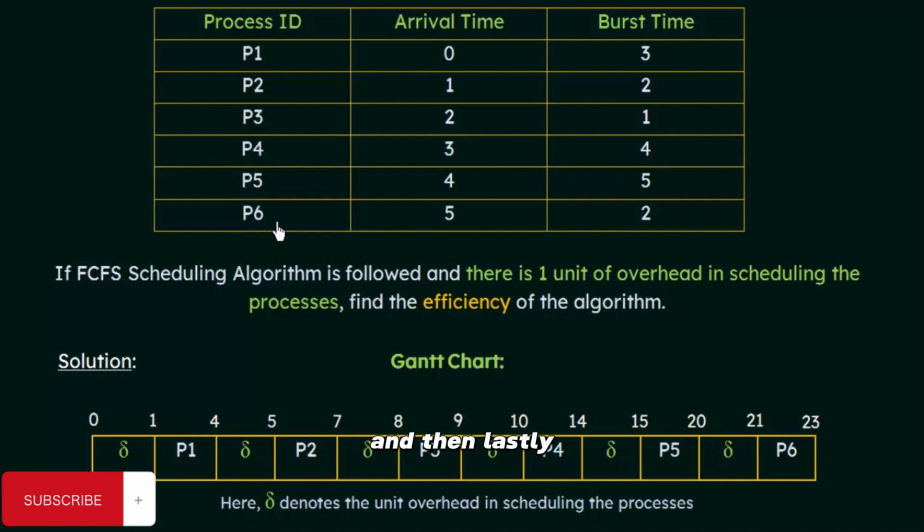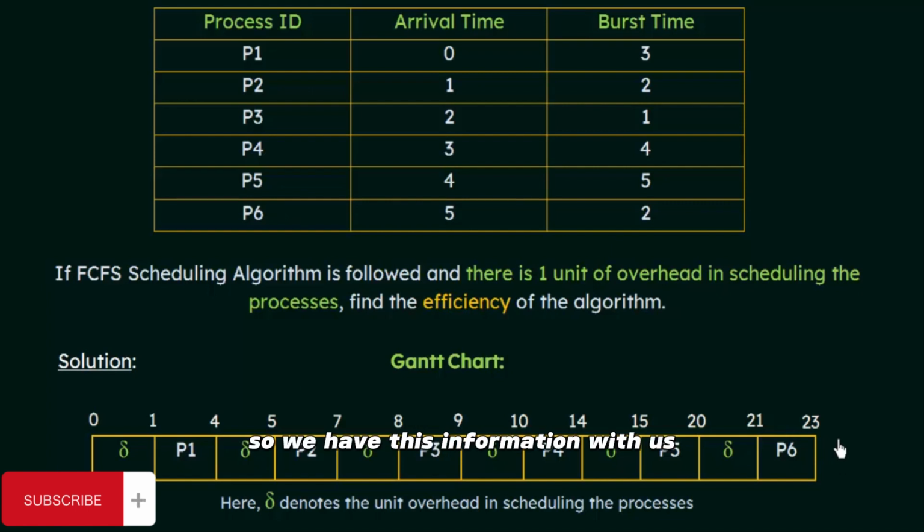And then lastly, P6 gets the CPU. And it has to use the CPU for 2 units of time. So at the 21st unit of time, P6 got the CPU and it executes for 2 units of time. So 21 plus 2 is 23. So this is how we form the Gantt chart for this set of 6 processes, when there is a unit overhead in scheduling the processes, and when they arrive at this particular time with these particular burst times. The entire time it took for these 6 processes to complete execution was 23 units of time. All right.